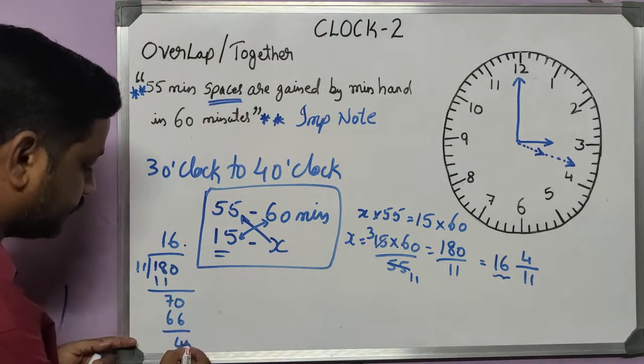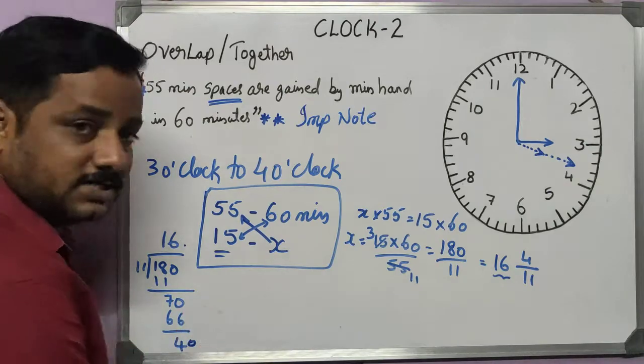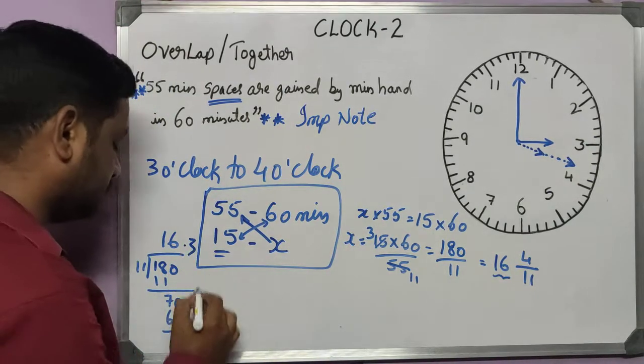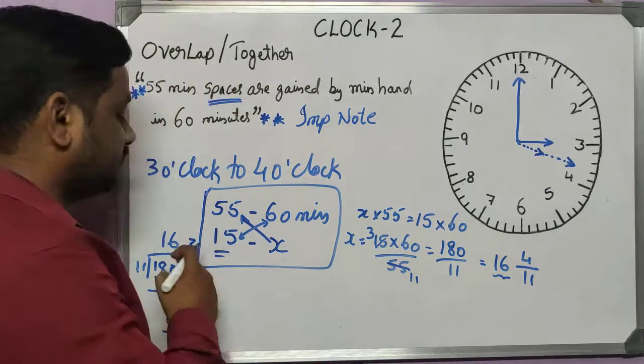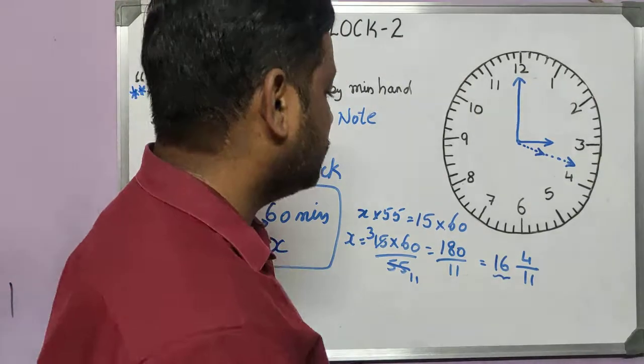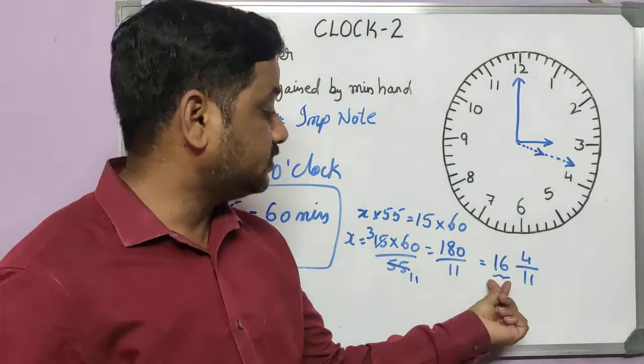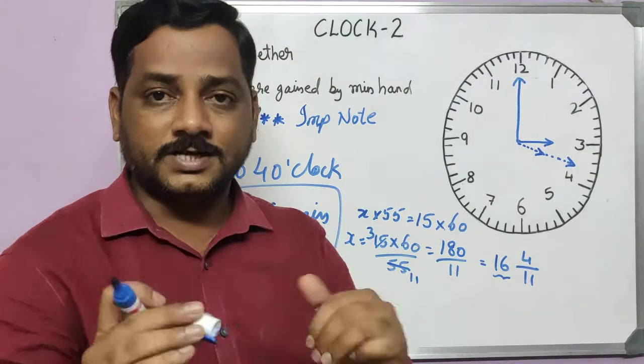You go on simplifying this. You can put a point here and you will get 0. So 11 3s are 33. Again you get 7. So 16.3 seconds. That's how you can write it. Or here we got it as 16 minutes and 4 by 11 seconds.